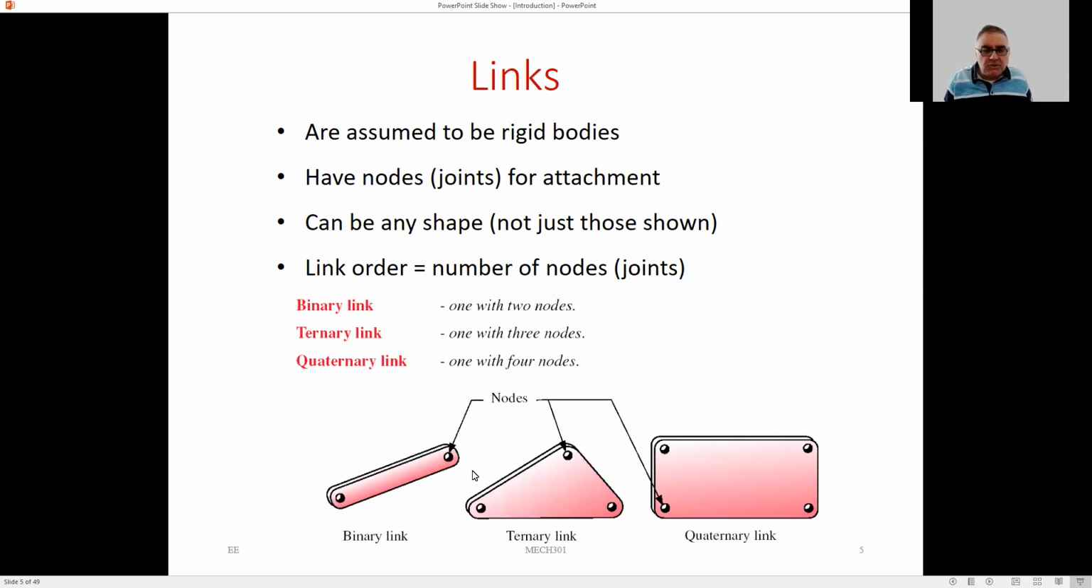They have joints, like nodes, on each of them for attachment. You can attach them to each other. They can be connected to each other. They can be of any shape, although we idealize them with very simple drawings. Their shapes can be quite arbitrary, according to the needs of the design.